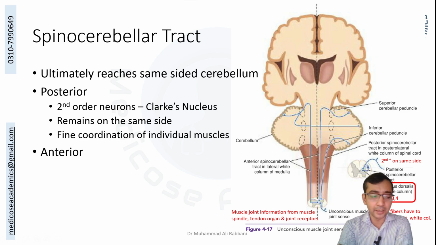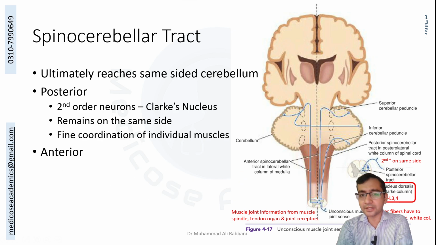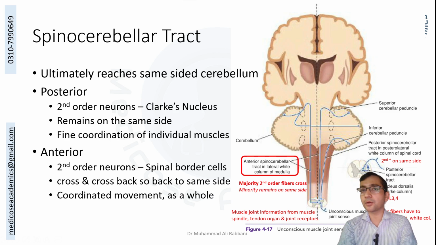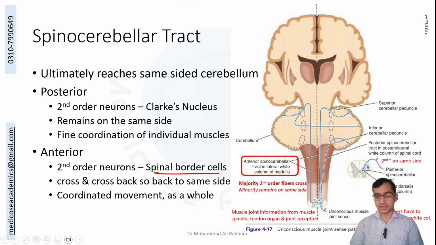I have highlighted that, but in the newer editions they say that there are some other nuclei present there, and they are going for the synapses for the relay of this tract. So these are second order neurons. These are called the spinal border cells. Newer evidence is pointing towards that.